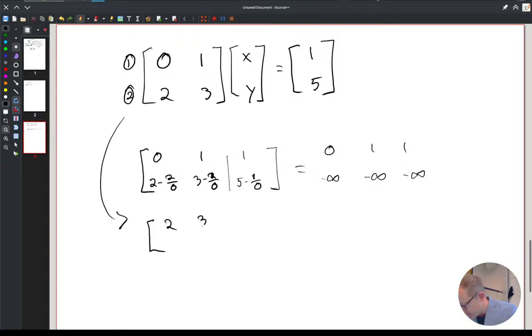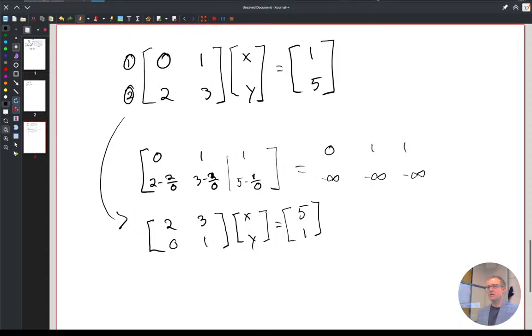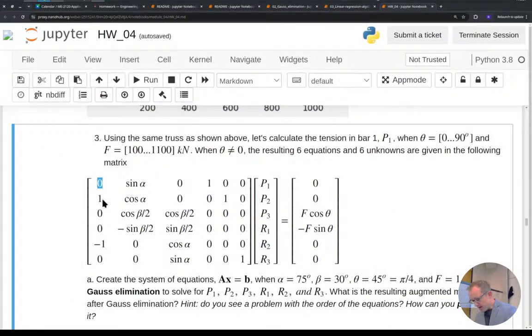We say 2 and 3 still times x and y is all 5 and 1. So I'm taking that augmented matrix and kind of flipping it, and then say 0, 1. And now it's already in an upper triangular matrix. Gauss elimination is done just in that one step. So how do we do that here?